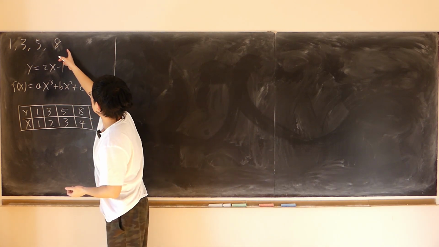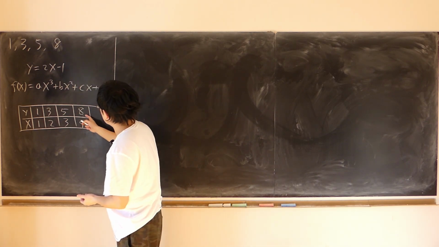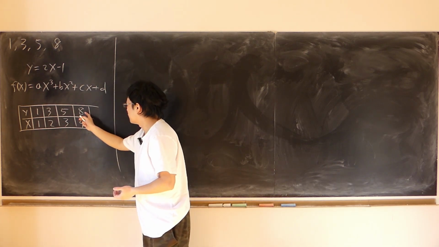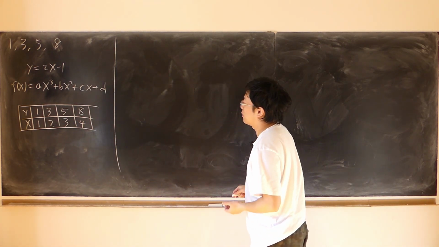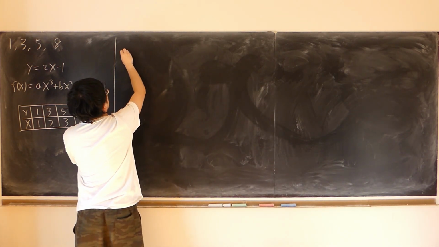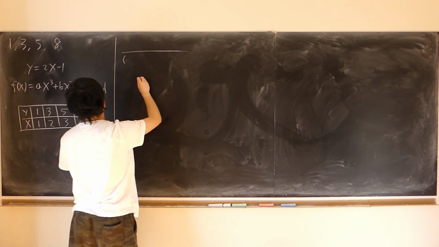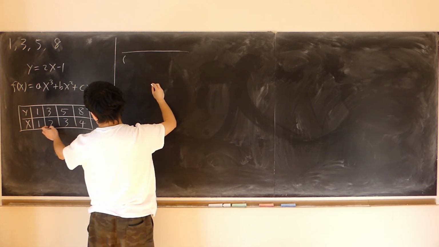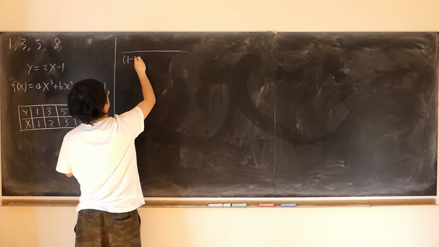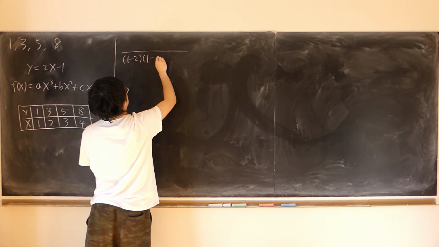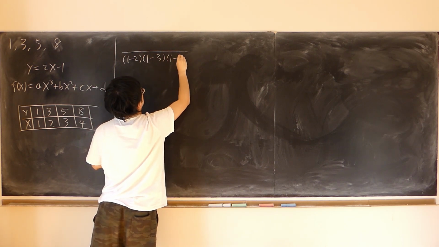If you plug in any number, 8 replaced with some number, can you construct a cubic function? How am I going to construct that? I say, first of all, take 1. So 1 minus 2 times 1 minus 3 times 1 minus 4.